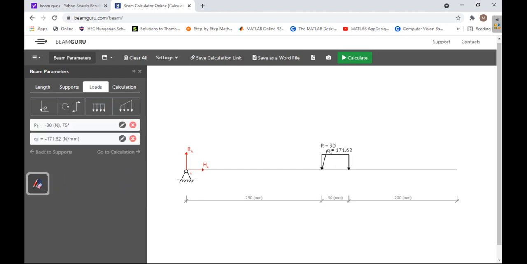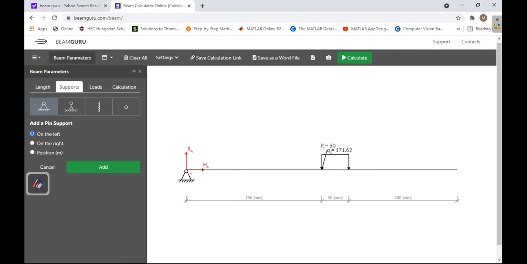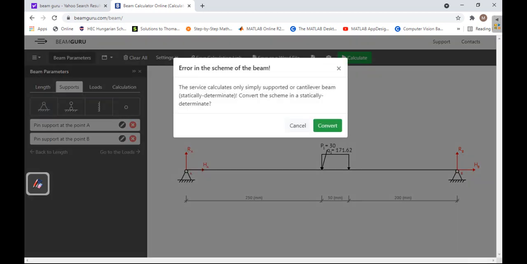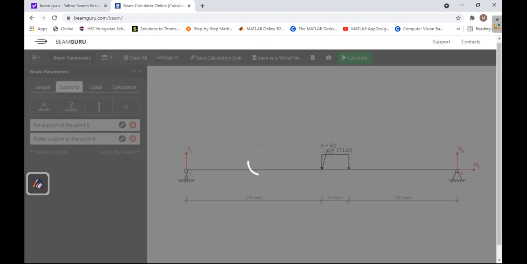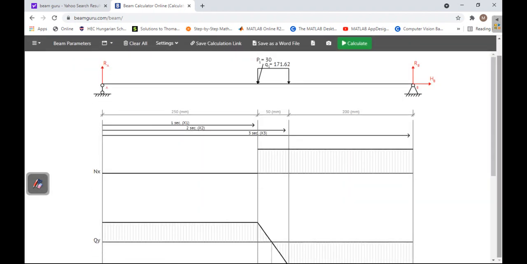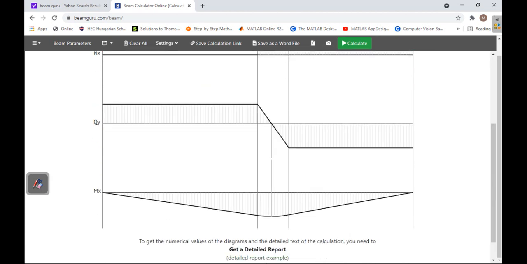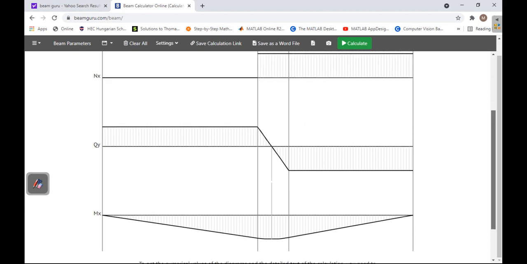So let's do the calculation. It says please add a support to the beam. We didn't add the second support, so on the right side we add a support. Let's do the calculation. This is not for a cantilever beam. Remember, for a cantilever beam SkyCiv is best, and for a simply supported beam you can do any type of load. First is the axial diagram, this is the shear force diagram, and this is the bending moment diagram.